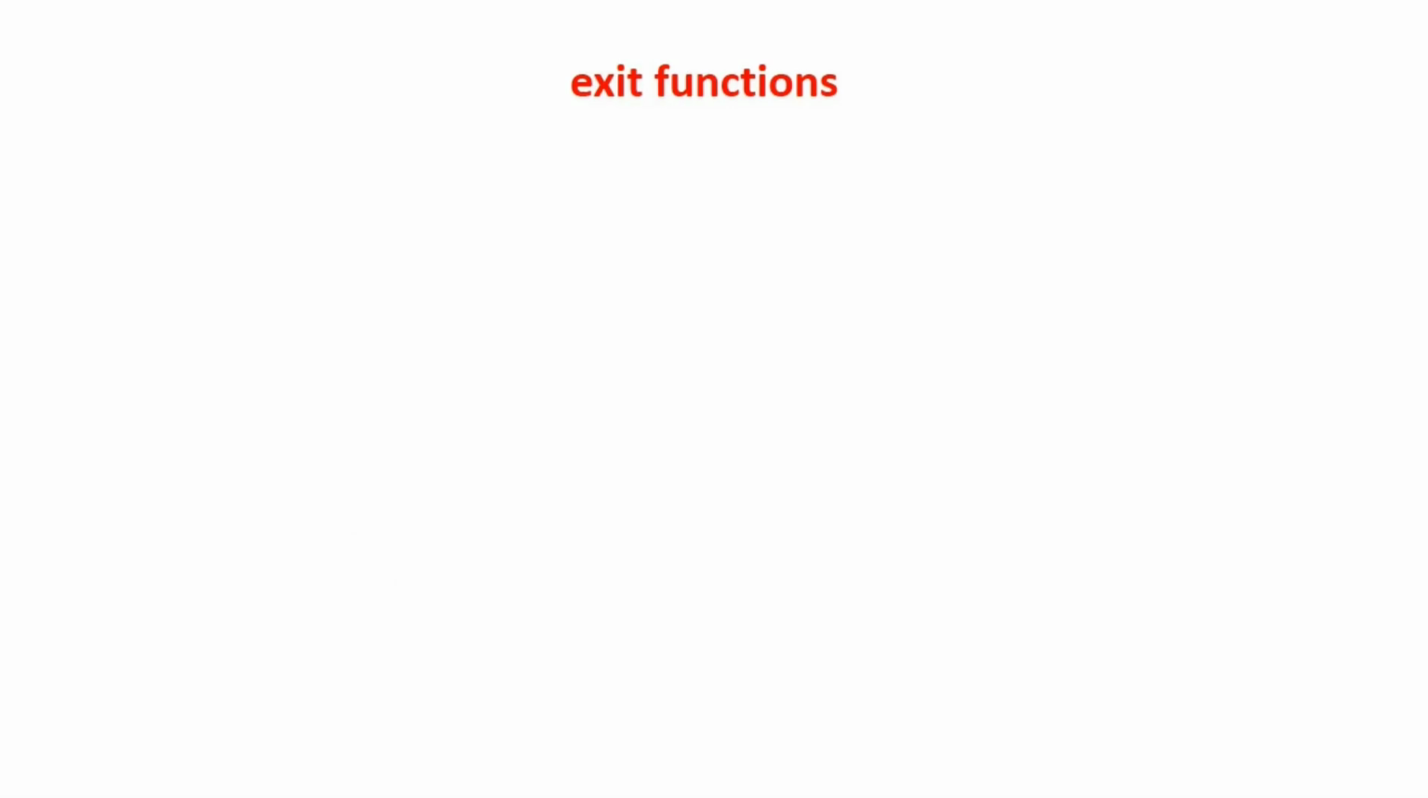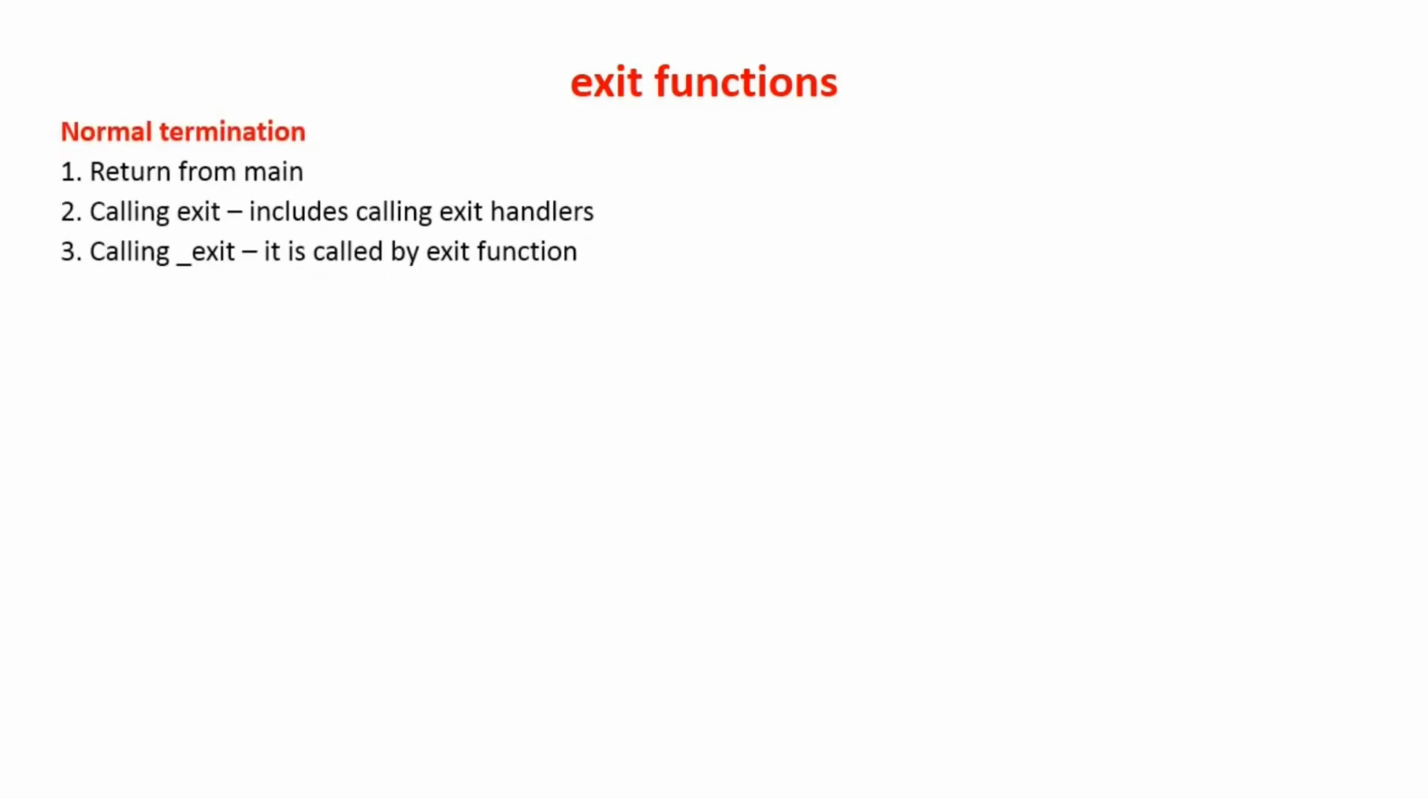Next one is the exit function. Normal termination: you can use the exit function to terminate the process. There are three normal terminations. The first one is the return from the main function, calling the exit, which includes the exit handlers, and calling the underscore exit, that is called by the exit function. These three are for the normal termination.